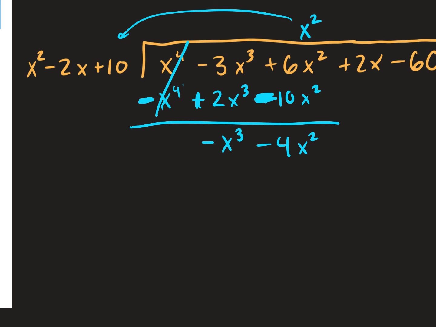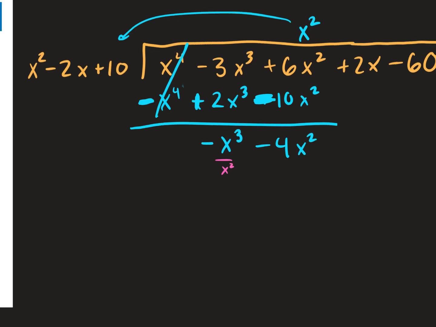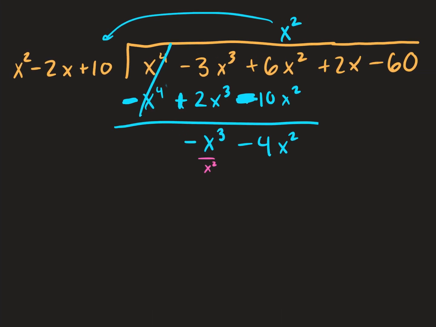And then we do it again. Divide. So negative x cubed divided by x squared would be what? Negative x, perfect. Then I multiply. Negative x times everything on the outside. So negative x cubed plus 2x squared minus 10x.